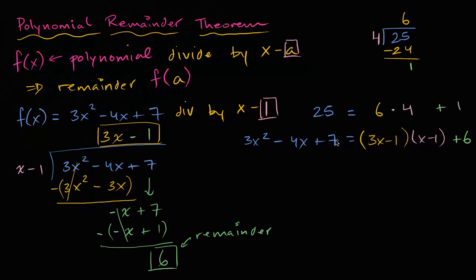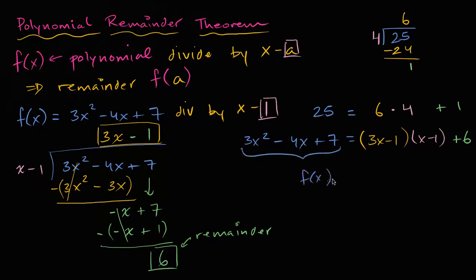And so, once again, I haven't started the proof yet. I just wanted to make you feel comfortable with what I just wrote right over here. If I divided this expression into this polynomial, and I were to get this quotient, that's the same thing as saying this polynomial is equal to 3x minus 1 times x minus 1 plus 6. Now, this is true in general. This is our f of x. So that is f of x.